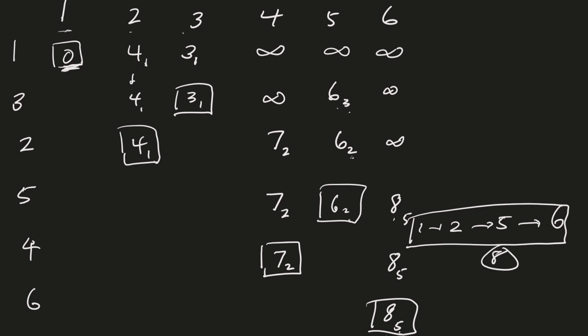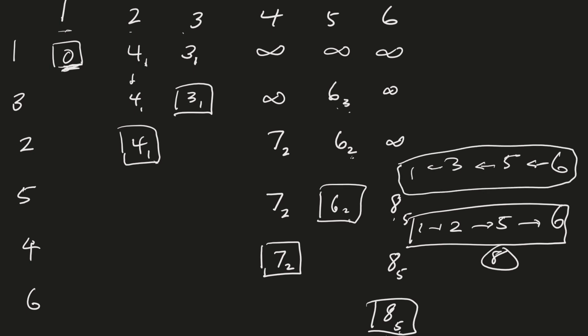But notice that we did have a tie here. When I worked backwards, I could also have said 6 comes from 5, comes from 3, and that comes from 1. So this is another possibility, and both of these have the value 8. So we actually have a tie. So 8 is the shortest path, and you could get there using either of these.